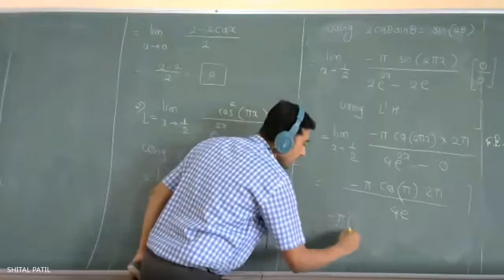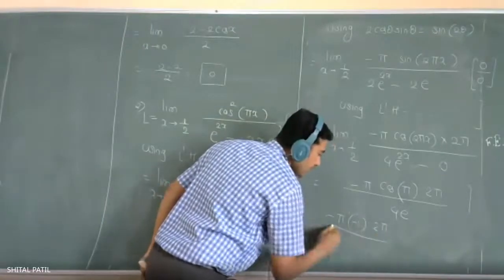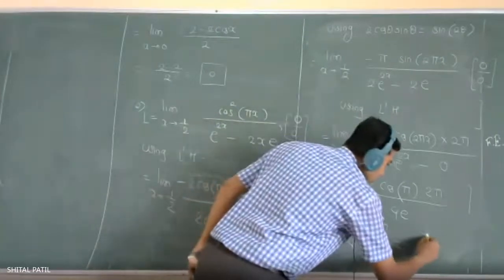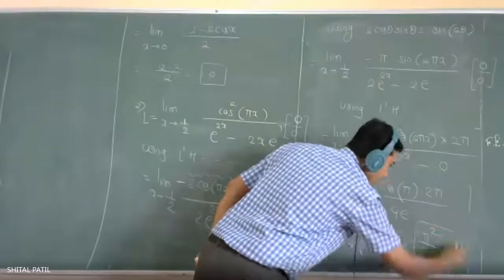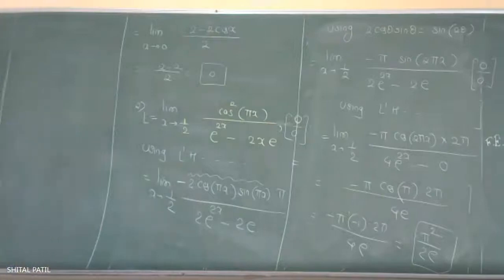Yes, so it is minus pi. Cos of pi is minus 1, into 2 pi divided by 4e. So pi square divided by 2. 2 will cancel. Minus minus will cancel. Pi square divided by 2e. Getting everyone?